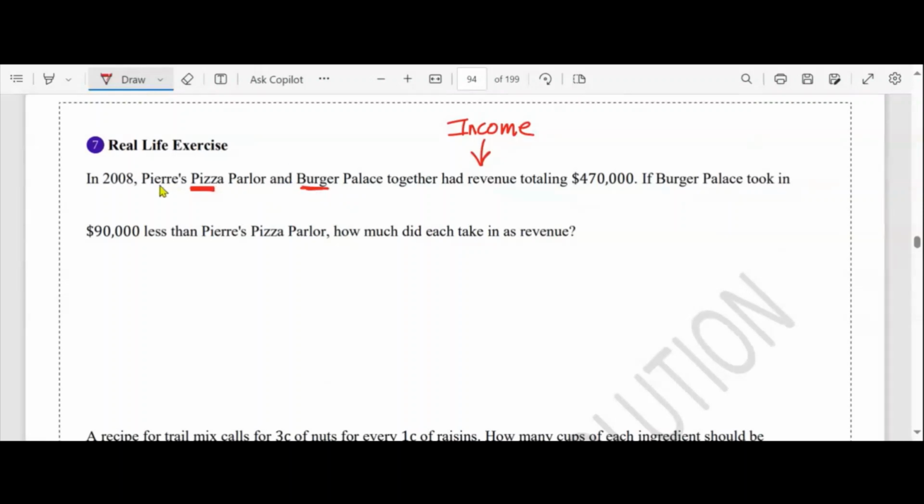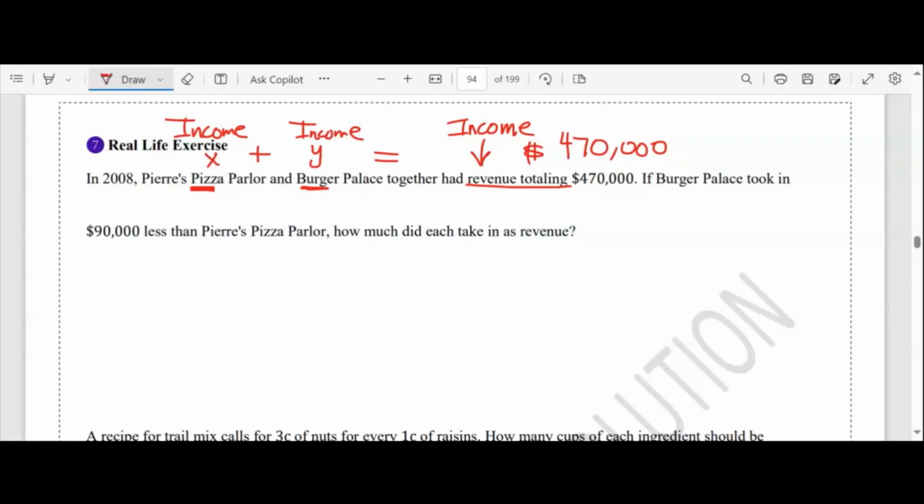Burger. So there are two different companies, right? This company, let's call it X, and this company, let's call it Y. Total means the total of the income here and the income here. Income of X plus income of Y equals how much? $470,000. Is this clear? Raise your hand if you understand.